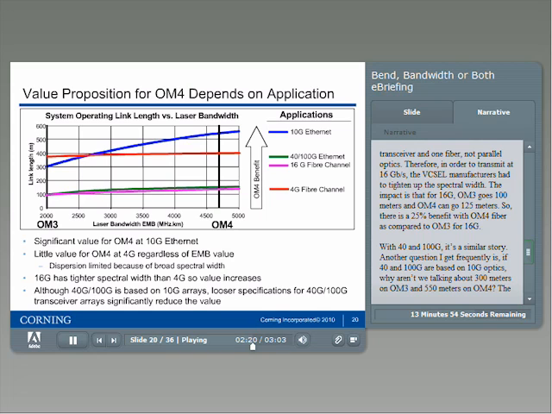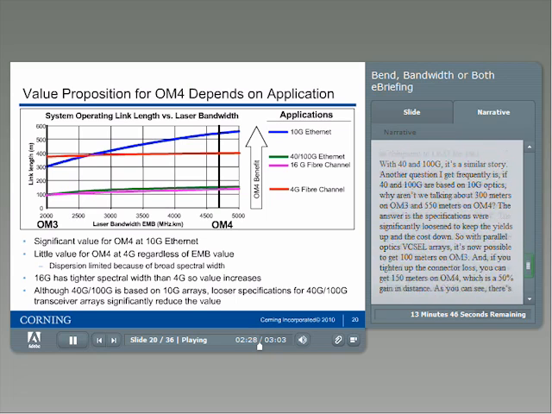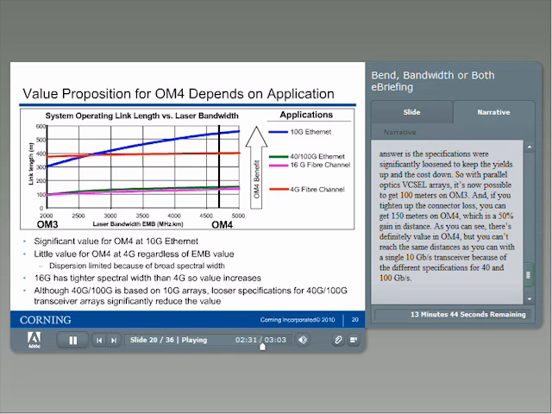Another question I get frequently is, if 40 and 100 gig are based on 10 gig optics, why aren't we talking about 300 meters on OM3 and 550 meters on OM4? The answer is the specifications were significantly loosened to keep the yields up and the costs down. So with parallel optics VCSEL arrays, it's now possible to get 100 meters on OM3, and if you tighten up the connector loss, you can get 150 meters on OM4, which is a 50% gain in distance. As you can see, there's definitely value in OM4, but you can't reach the same distances as you can with a single 10 gigabit per second transceiver because of the different specifications for 40 and 100 gigabits per second.